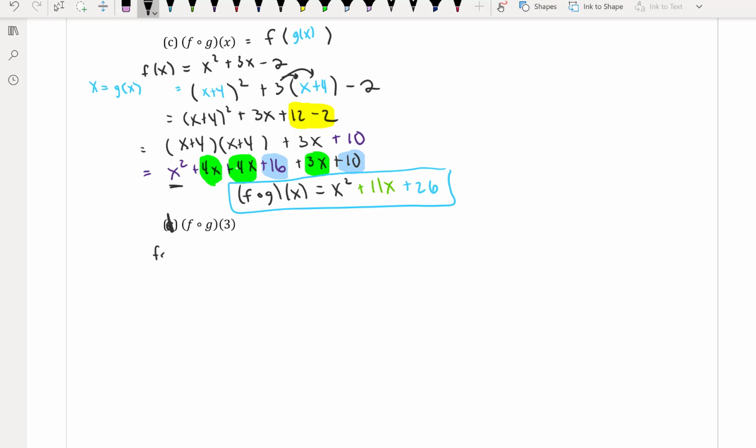So for part, I guess that should have been part D here, little typo. So here I have f composed with g with respect to 3. But we already know from part C what my f composed with g is. So I already know that, and I'll go ahead and write it in blue, that f composed with g with respect to x came from my part C, and that was the x squared plus my 11x plus 26.